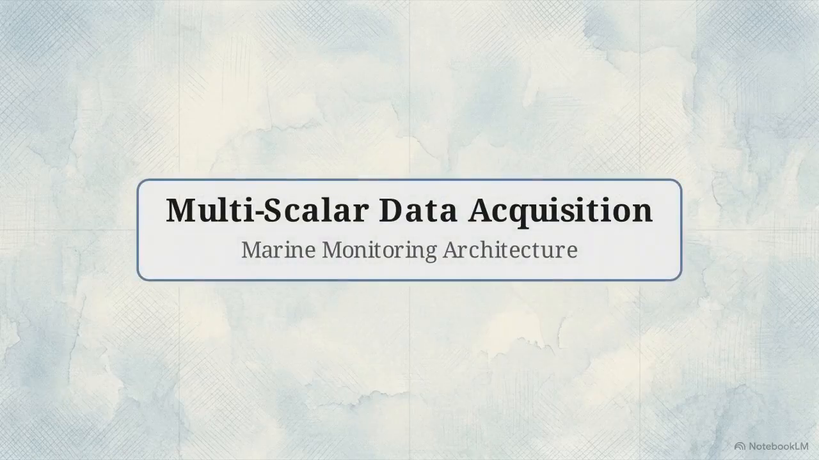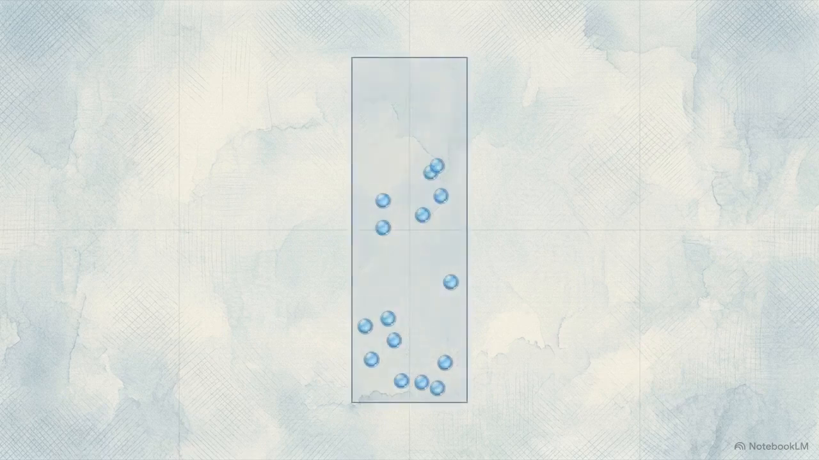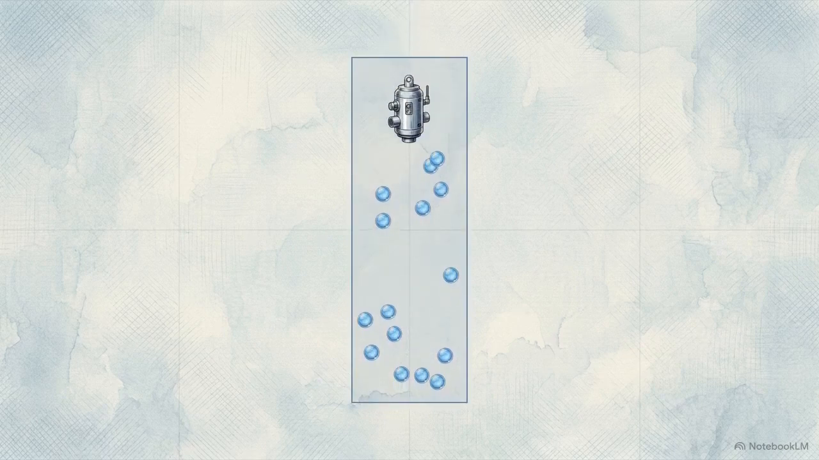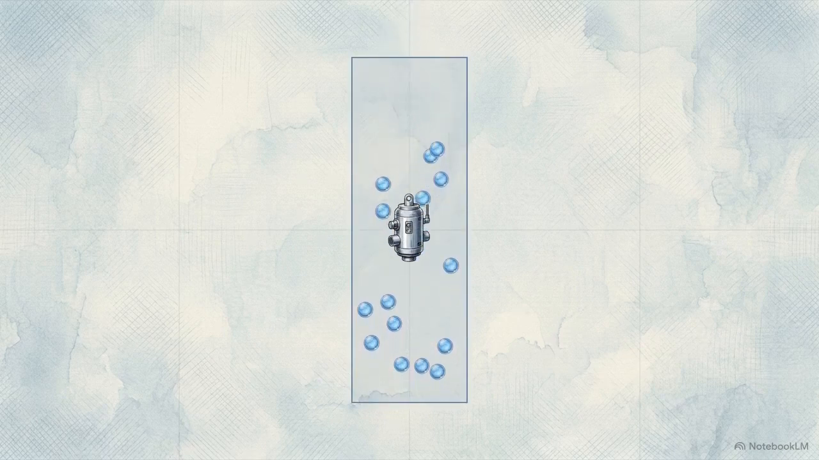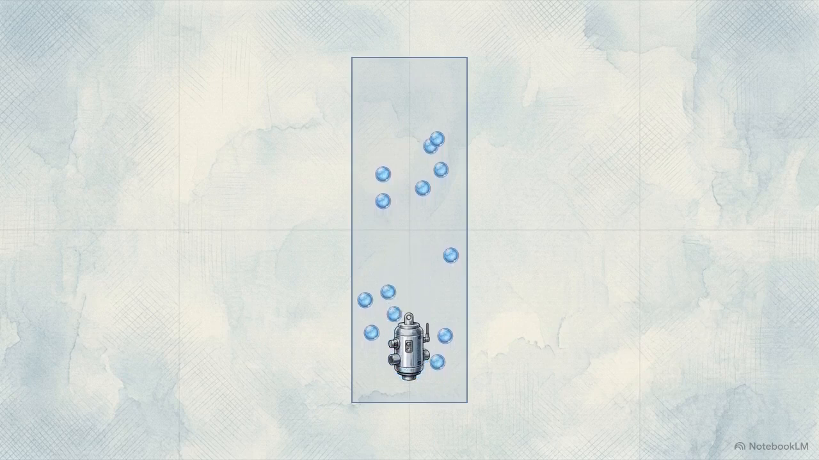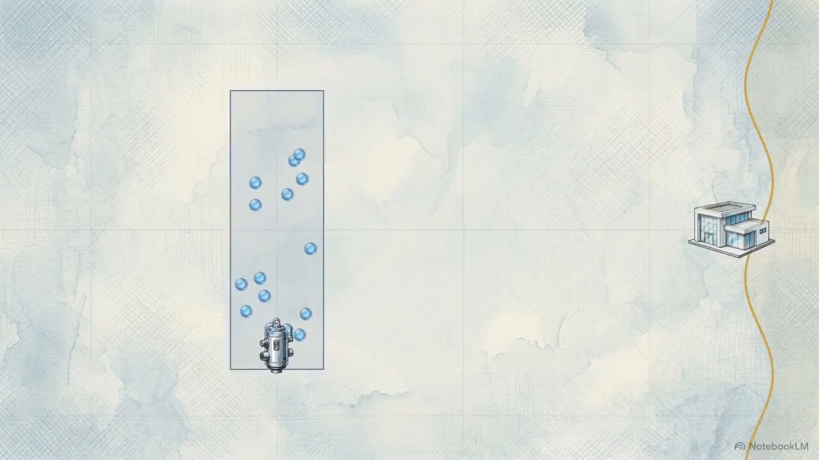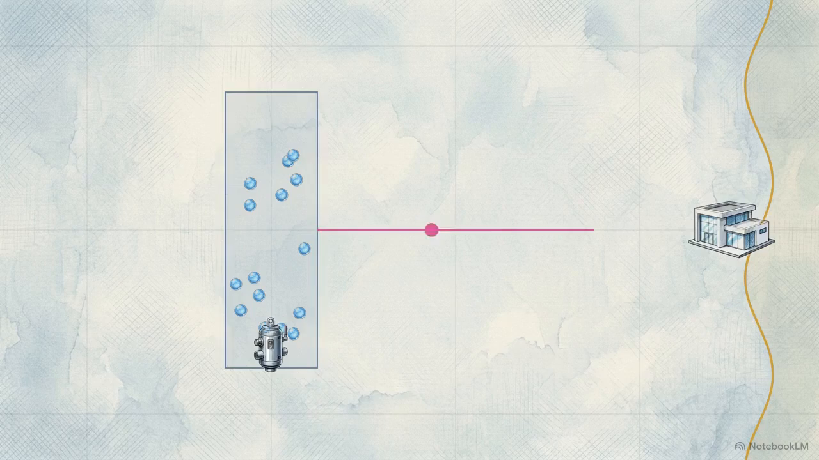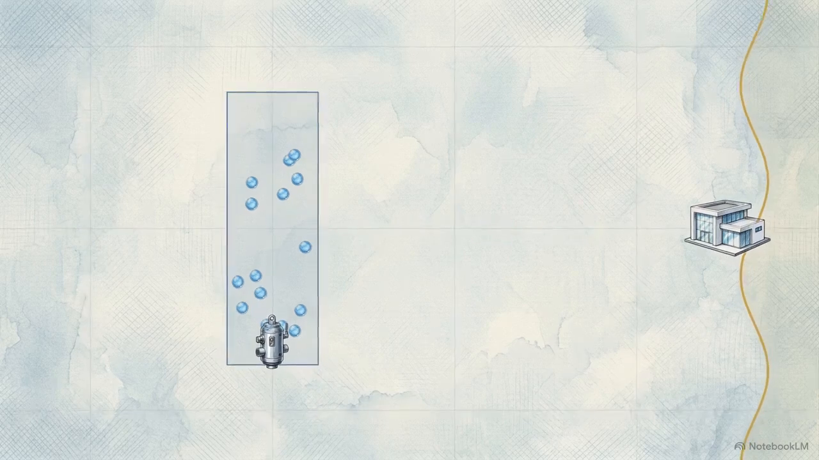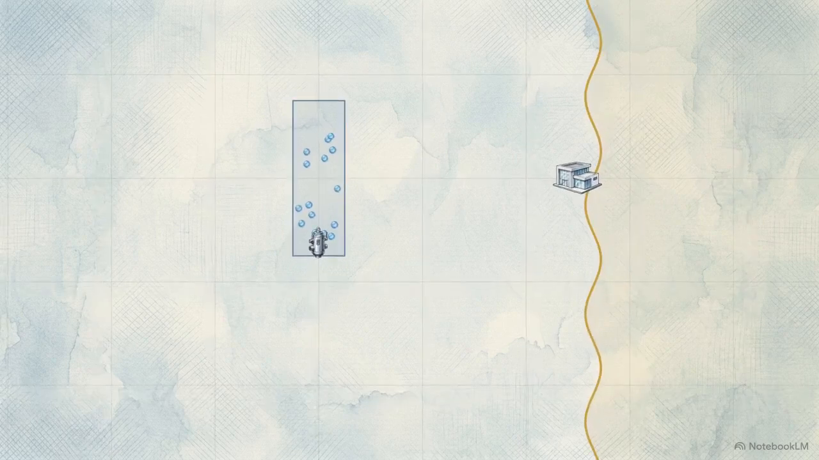This 3D wireframe grid maps a necessary solution. Marine monitoring requires a multi-scalar data acquisition architecture that bridges microscopic analysis with global macro observation. The first layer of this architecture occurs locally, conducting real-time in-situ profiling directly within the water column. The second layer moves ex-situ, utilizing coastal laboratories to perform definitive analytical chemistry on physical samples.